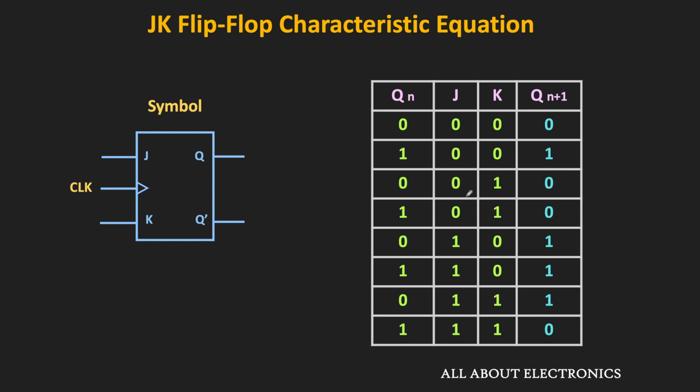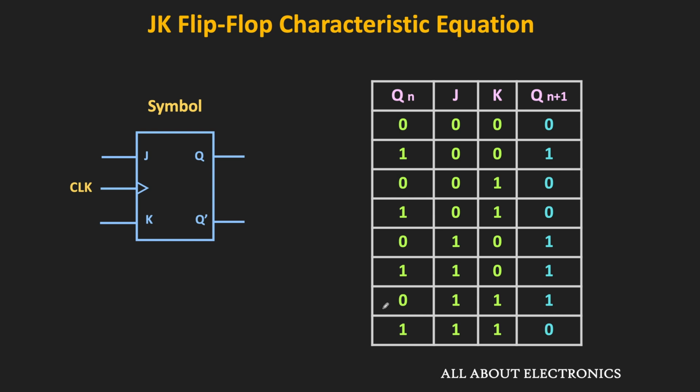Similarly, when J is 0 and K is 1, then irrespective of the present state of the flip-flop, in the next state it will reset to 0. Similarly, if J is 1 and K is 0, then irrespective of the present state, in the next state the flip-flop will get set to 1. And likewise, when both J and K inputs are 1, the output of the flip-flop will toggle.